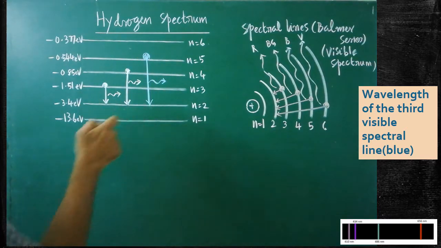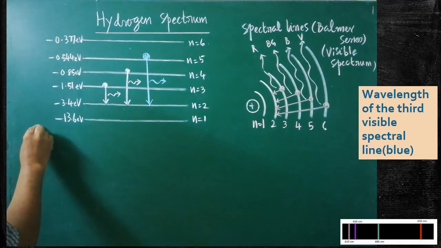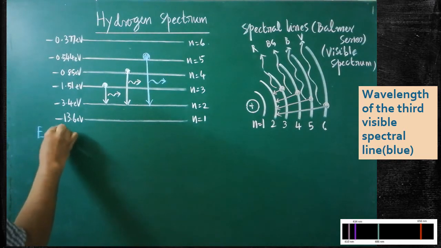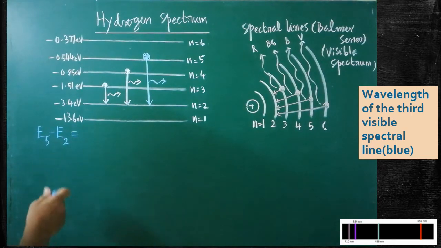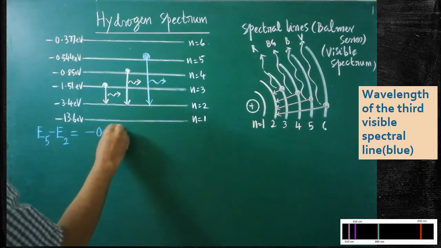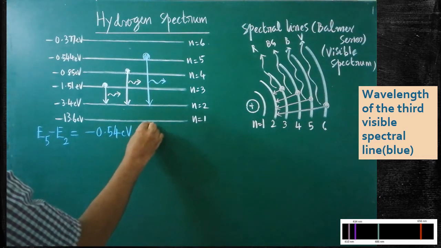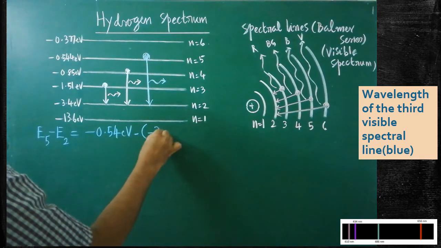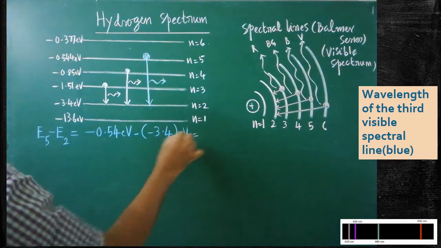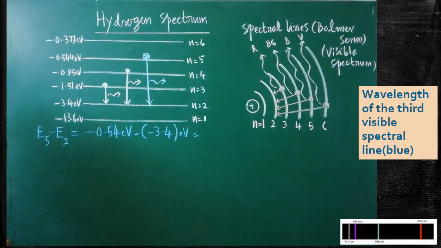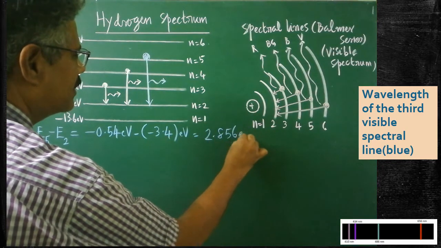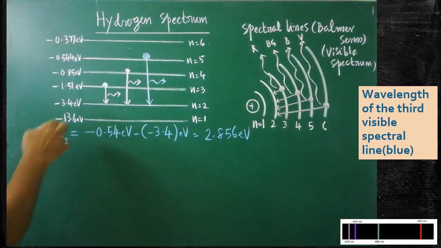The electron transition takes place from 5th to 2nd. How to calculate the wavelength? As usual, is it clear? We have to write the formula: E5, energy of the 5th orbit, minus energy of the 2nd orbit is equal to, energy of the 5th orbit is minus 0.54 electron volt minus 3.4 electron volt. After subtraction, you will get the answer as 2.856 electron volt, which is the energy difference between these two.